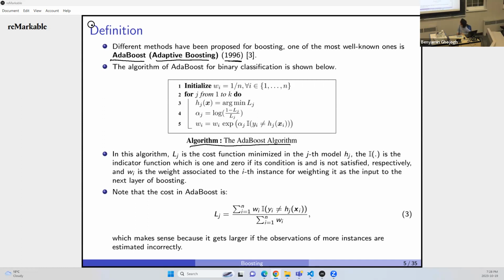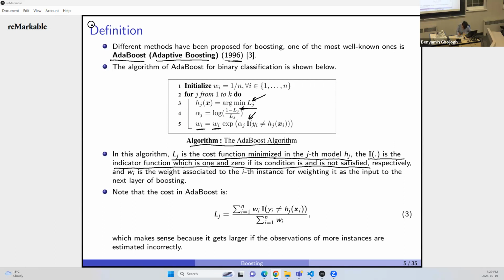In this algorithm, LJ is the cost function minimized in the jth model HJ, because we know everything in machine learning is optimization, right? HJ needs to minimize some cost function. Let the cost function or loss function of the model HJ be denoted by LJ. I is the indicator function, which is 1 if its condition is satisfied, otherwise it's 0. I is used here. LJ is here, also here, right?